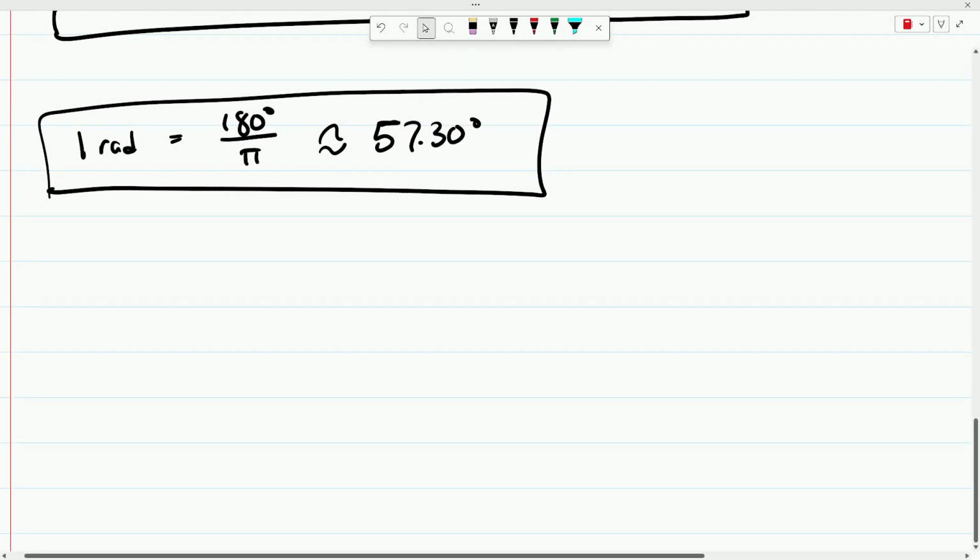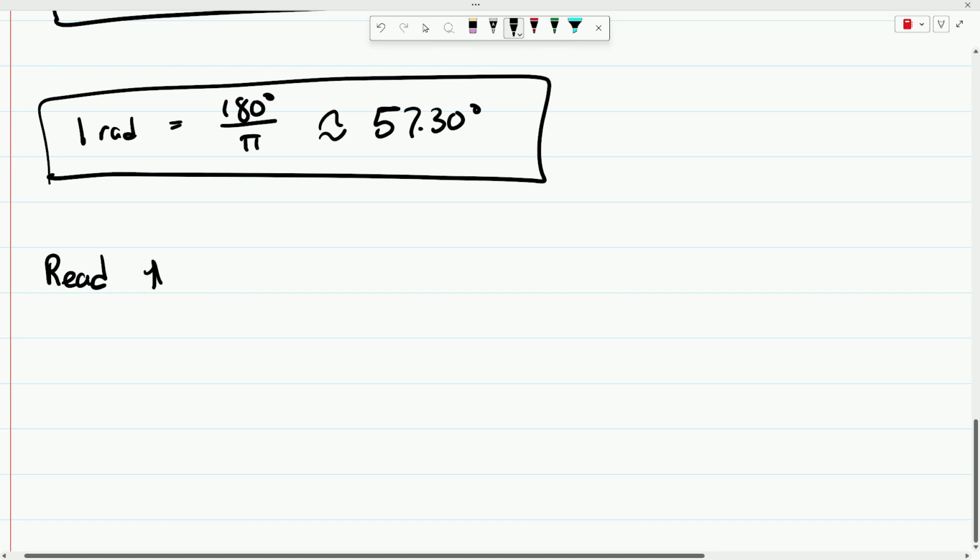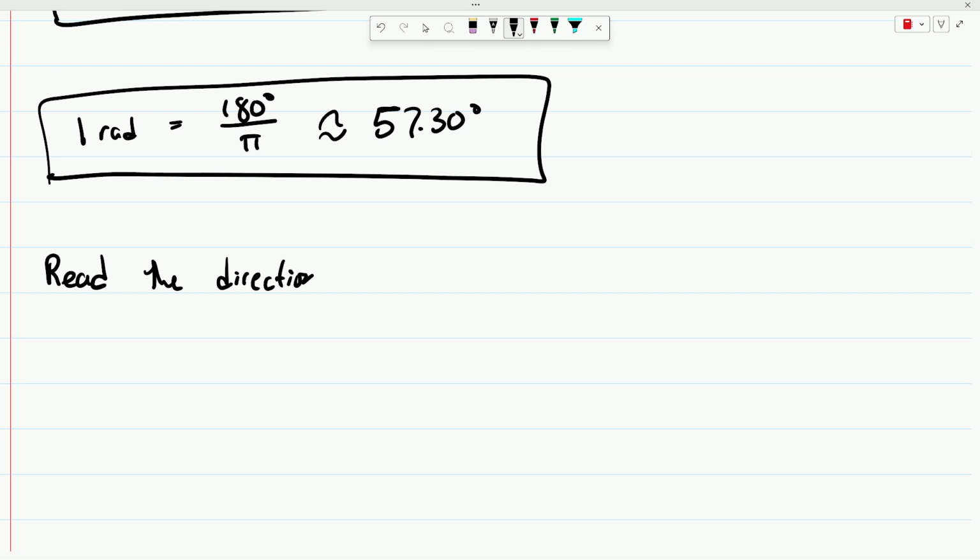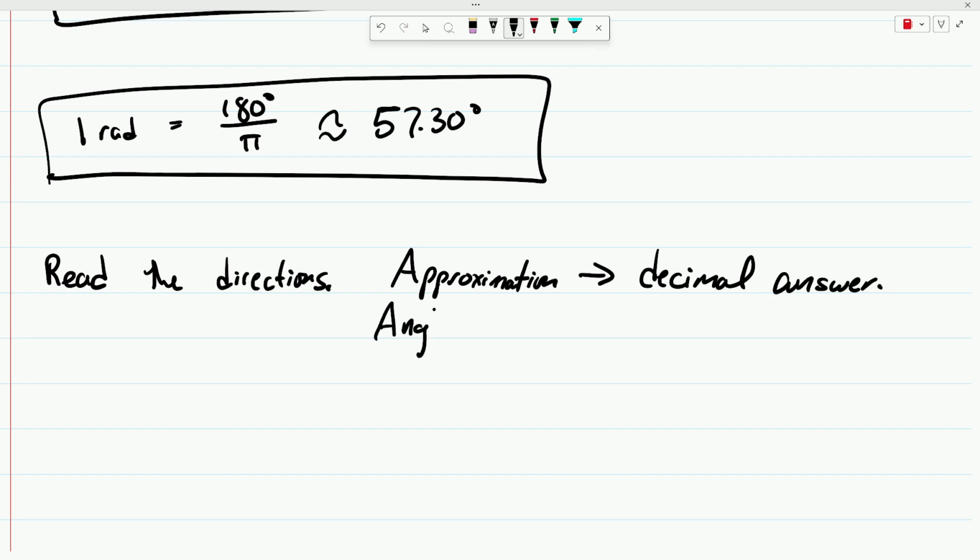Perhaps the most important thing to remember is to read the directions. If they want an approximation, then you're going to give a decimal answer. If they want an angle measurement, then use pi equals 180 degrees and just leave your answer in pi. All right? And that'll be it for this video.